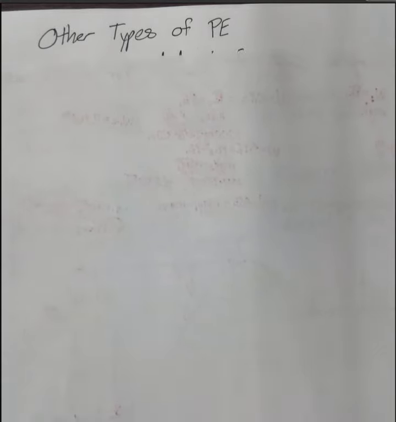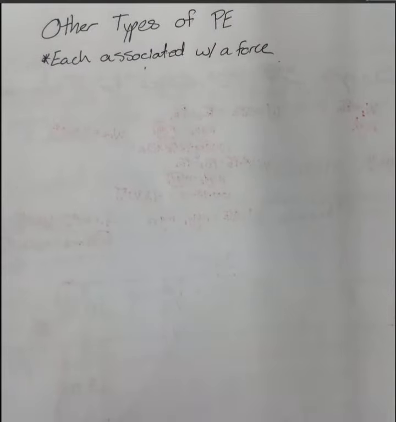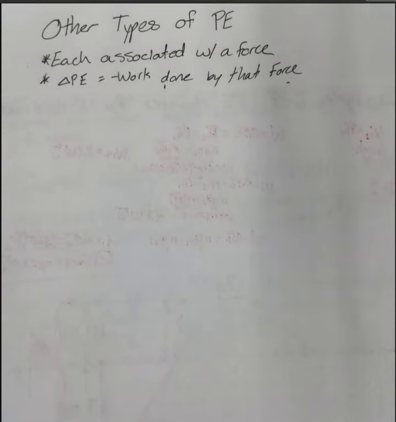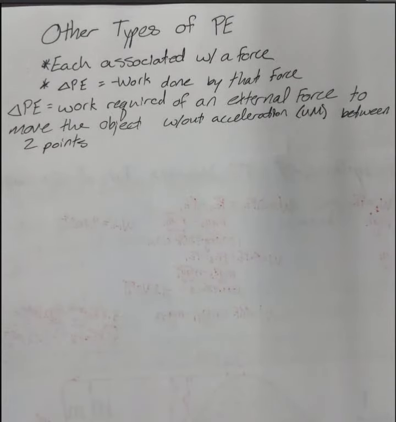We're going to be taking a look at one other type of potential energy, even though there's more than one other type of potential energy, and that type is going to be elastic potential energy. But one of the things to consider is that no matter what type of potential energy you're looking at, each potential energy is going to be associated with a force, and that potential energy will always be opposite the work done by that force and positive for the work exerted against that force. And that's true for gravitational potential energy, and that's going to be true for all types of potential energy.